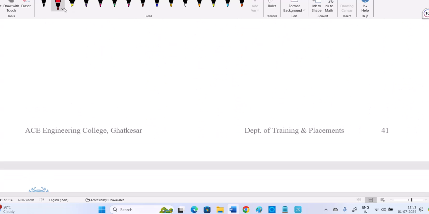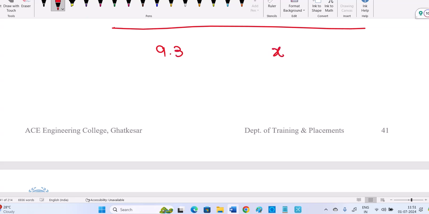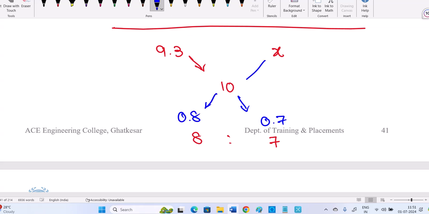What's the first one's price here? First one's price is 9.3 per kg. Second one's price is X. Overall price is 10. The ratio is 8 and 7. What is the difference here? 9.3 and 10. 0.7 represents 7, then 8 should represent 0.8. So this difference should be 0.8. Means x can be 10.8 or 9.2.